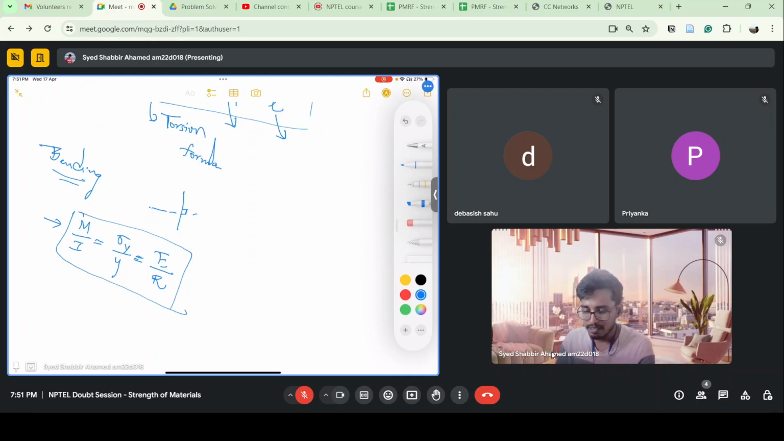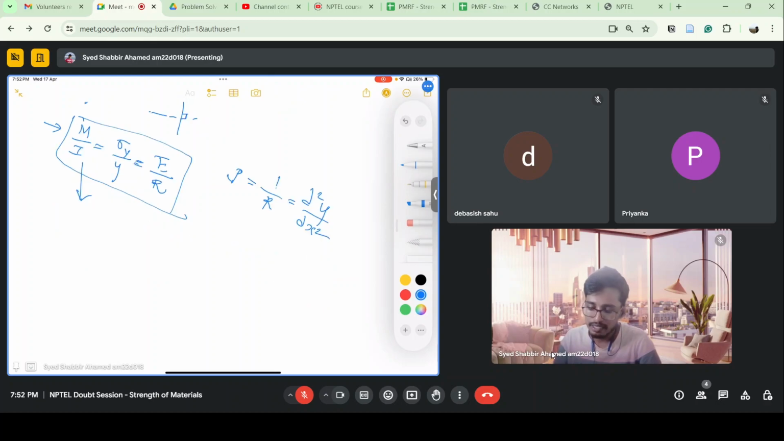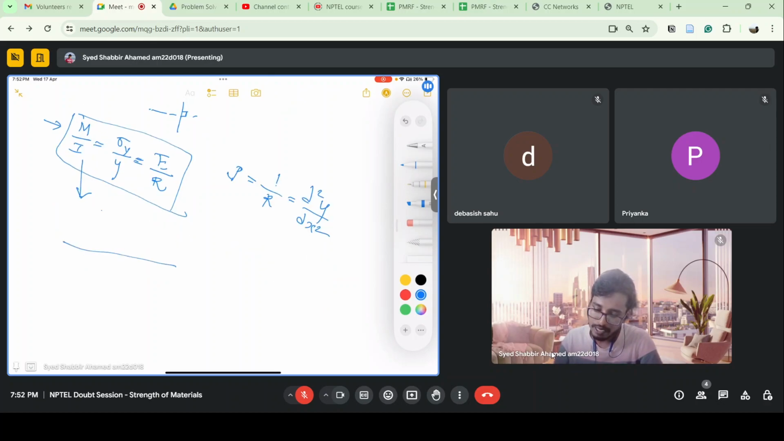So 1 by r is d square y by dx square. 1 by r is generally known as curvature. Here in this course we have taken radius r also as rho, but in general 1 by r is known as curvature, and curvature is nothing but the second gradient of the slope. So we have developed this formula and we have seen that this is applicable for the pure bending case, when the bending moment is constant. This formula was derived for that case. But we happen to use this for any case where the bending moment is linearly varying.